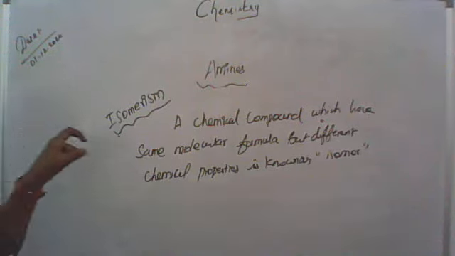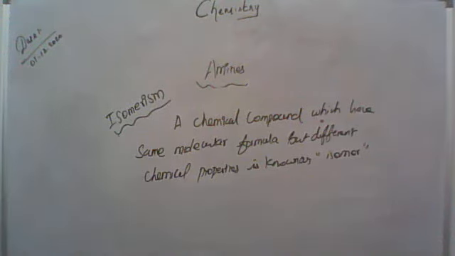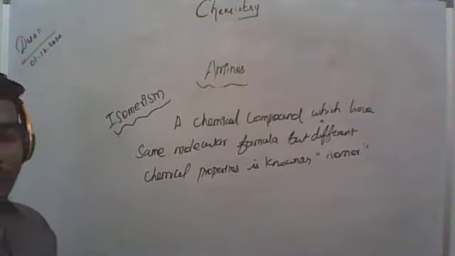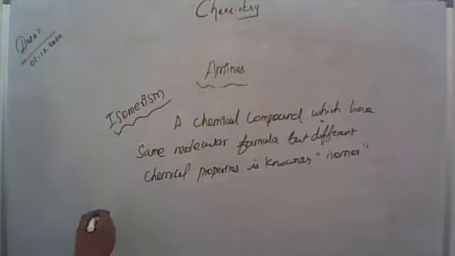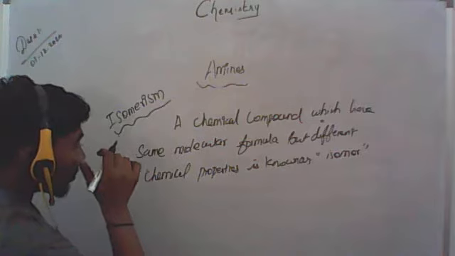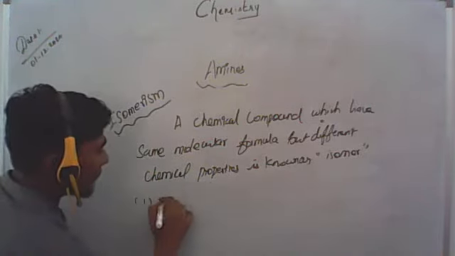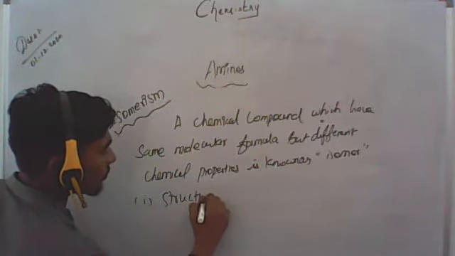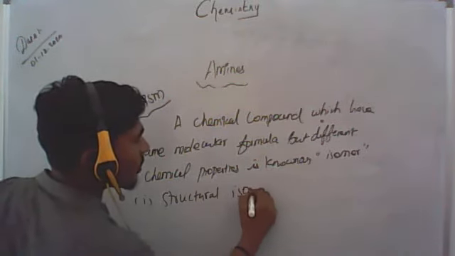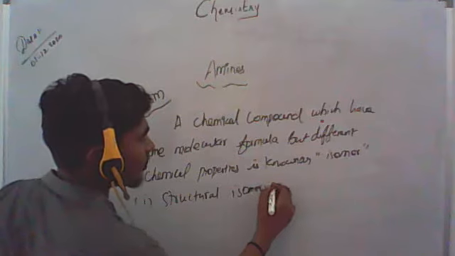So what they are saying is, two chemical compounds which have the same molecular formula but different chemical properties are known as isomers. There are two types of isomers. One is structural isomerism and the other is known as stereoisomerism. So first one, structural isomerism.